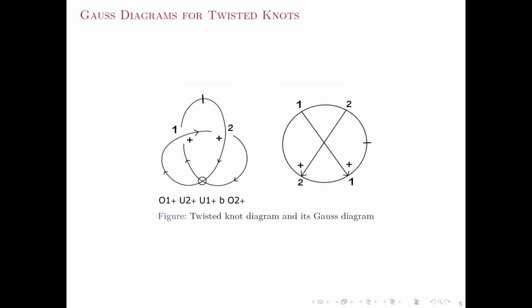Now in the Gauss diagram also you have to put the bar wherever between the crossings you have a bar. In the Gauss code you have to put a B where there is a bar between two crossings. So that is how you are representing the bars in a Gauss diagram or a Gauss code for twisted knots.